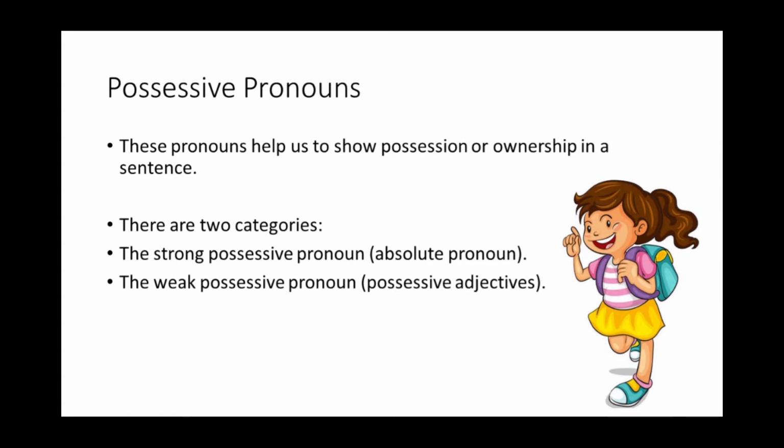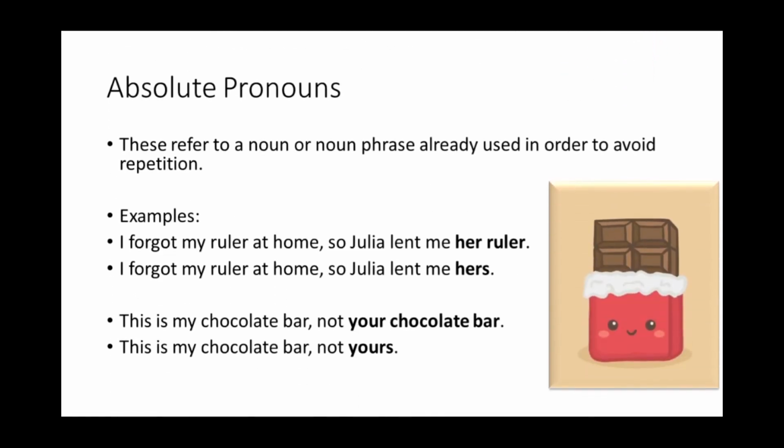Possessive pronouns. These pronouns help us to show possession or ownership in a sentence. There are two categories: the strong possessive pronoun or the absolute pronoun, and the weak possessive pronoun or the possessive adjectives. Absolute pronouns. These refer to a noun or noun phrase already used in order to avoid repetition.